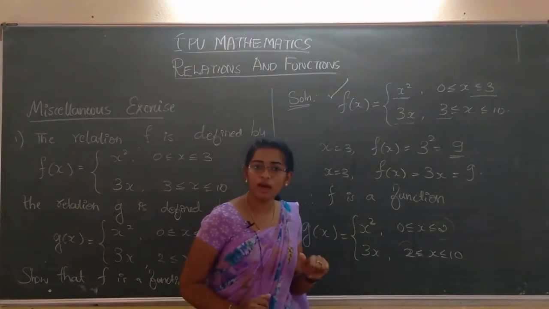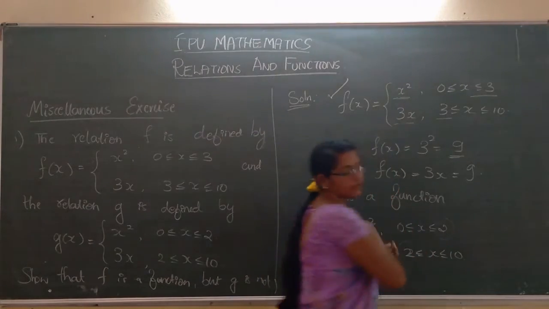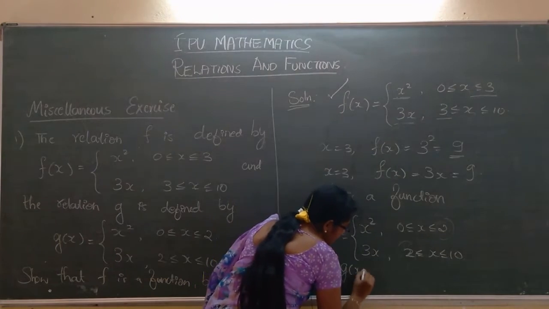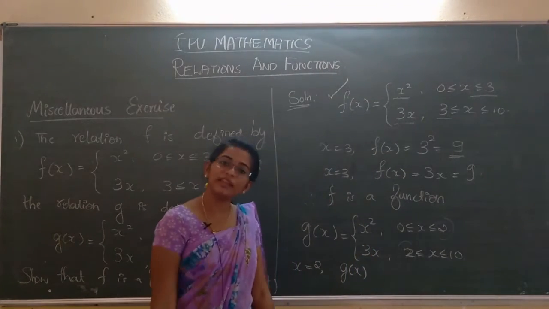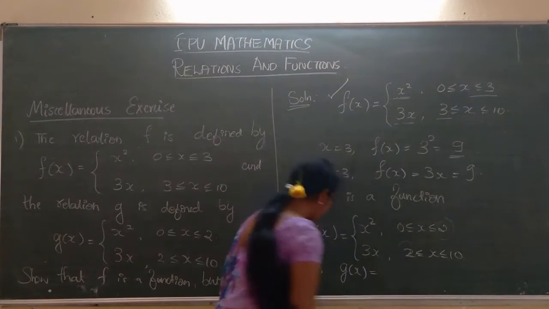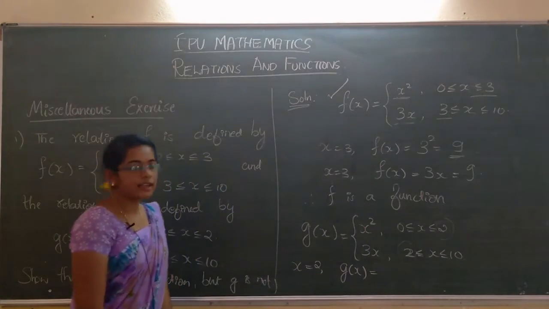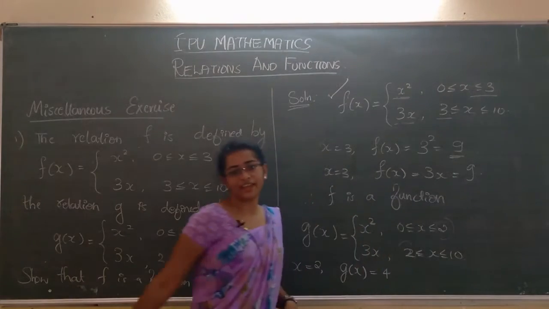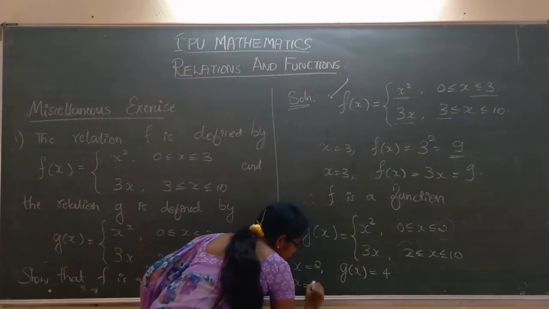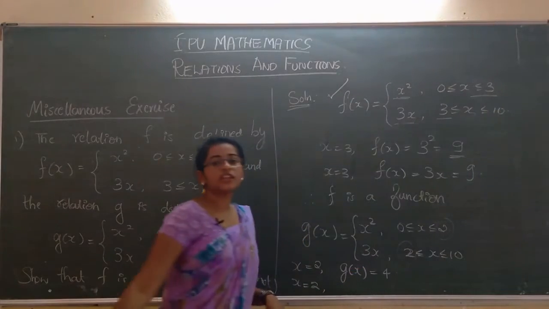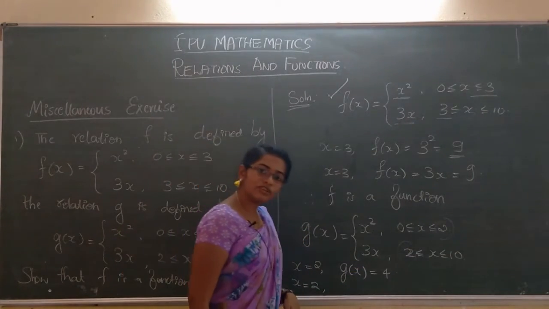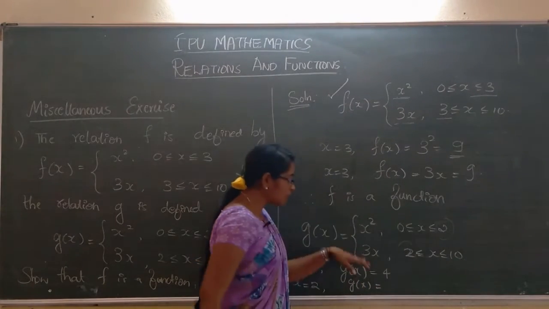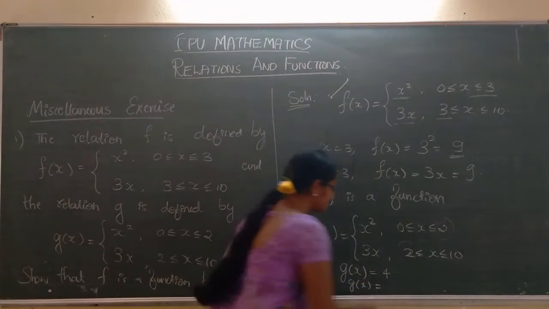So what you need to do now? You should check for x is equal to 2. When x is equal to 2, according to the first definition, what will be my g of x? g of x is x square, x is equal to 2, that is 2 square, that is 4 I get. And what happens if x is equal to 2 in the second definition? If I put x is equal to 2 in the second definition, I'll get g of x equal to 3 into x, 3 into 2, that is 6.